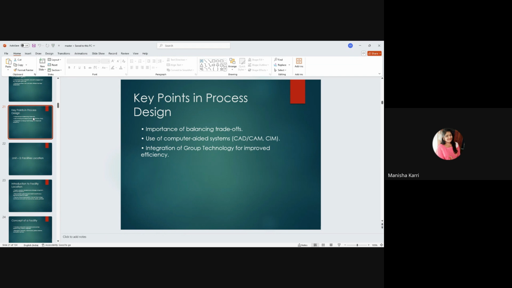So here, key points in process design. There are some key points that we need to keep in mind while designing the process. Importance of balancing trade-offs. It means in process design, you need to balance different factors like cost, speed, quality, and flexibility. For example, if you want to produce something quickly, it might cost more. If you want to save money, production might take longer. Process design aims to find the best balance for the company's needs.